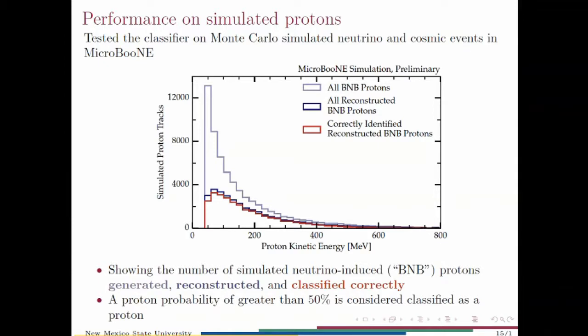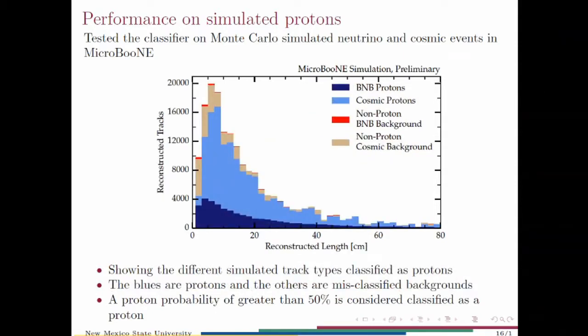Of those reconstructed tracks that we input into the decision tree, the red is the ones that were correctly identified as protons. So you can see the identification efficiency is high across all levels of kinetic energy, even down here at low Q squared, which is where we really want to fill in that data.